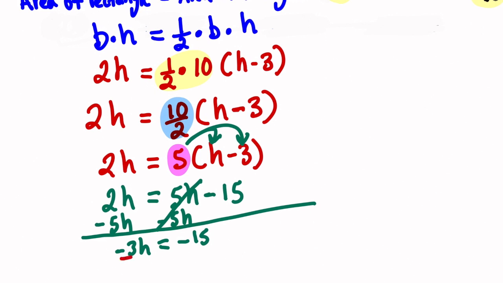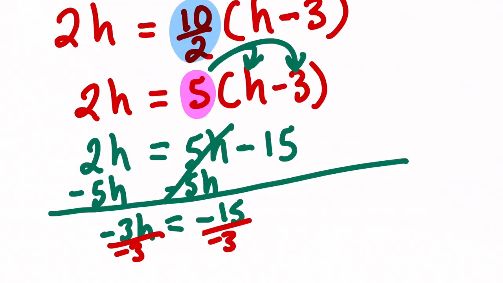And the last step is to get rid of the negative 3, so divide by negative 3. The negative 3's give us 1, so they cross out, bring down the h. And then negative 15 divided by negative 3 will give us a positive, which is positive 5. So that means that these two shapes have the same area when h equals 5.